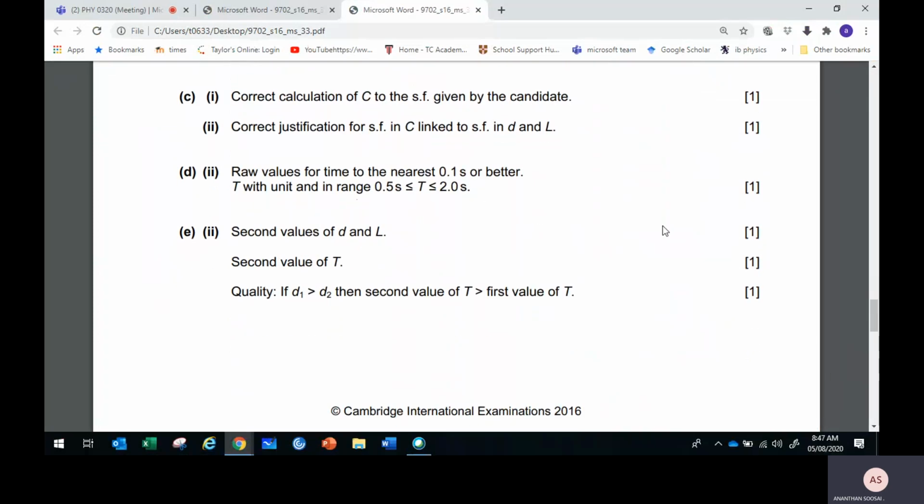Okay, next. Second value of D and L is successfully repeated. Second value of T taken quality. D1 should be greater than D2. The first diameter is bigger than the second, of course. The first one is the thicker wire, right? So D1 should be greater than D2. Don't care what value you pull up, but D1 must be greater than D2, of course. And the second T should be greater than the first value of T.